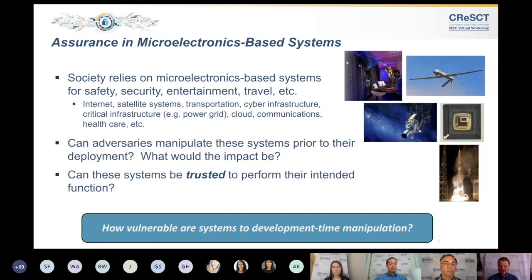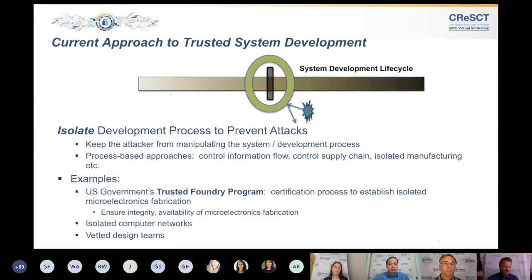So what we are reflecting on now is that we have microelectronics-based systems. We as a society depend on them in various ways, from the internet, satellite communications, transportation, cyber infrastructure, critical infrastructure, and so forth. All of these systems are very important and very complex. They're sourced from global supply chains, and it's very complex to figure out what those supply chains look like. The question we have to grapple with is, can these systems be trusted to do what they're supposed to do when called upon, and not do anything else? Or in other words, how vulnerable are these systems to development time manipulation? We've been focusing on this, and I think it's an important question.